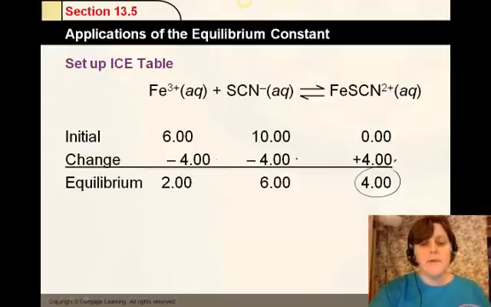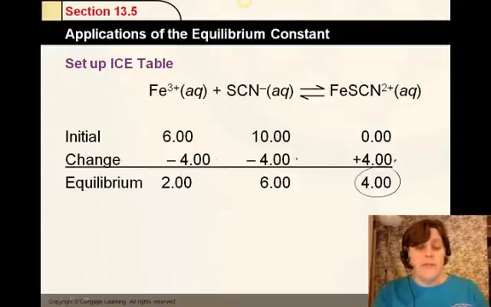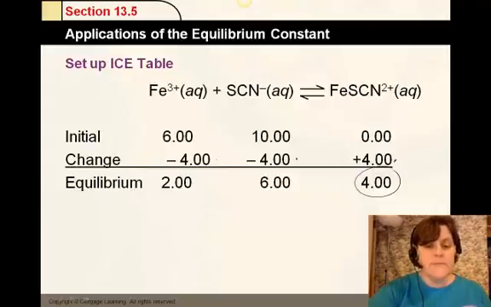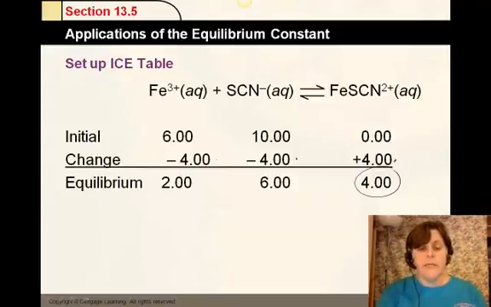Where do we get these numbers? We get these numbers by ratio. The mole ratio between iron, the SCN, and the FeSCN are all 1 to 1 to 1. So the change column are all going to contain the same numbers. Remember, we always lose from the reactants and give to the products. So that's why these are minus, and this one's plus. So in the end, you can notice we have 2 molar iron, 6 molar SCN, and of course 4 molar FeSCN.